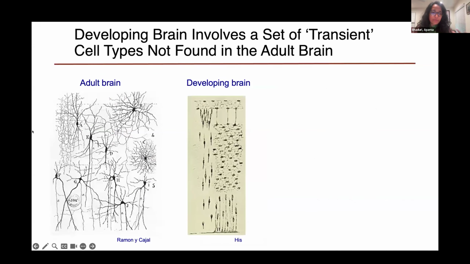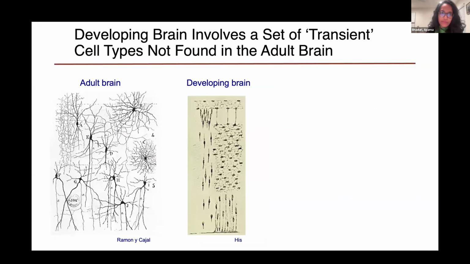Again, for decades, from the work from Ramon y Cajal as well as Wilhelm His, who were some of the first scientists to observe and draw the cell types in the brain, it became very clear that there were important differences between the adult brain and the developing brain. And we can see this through the morphology.